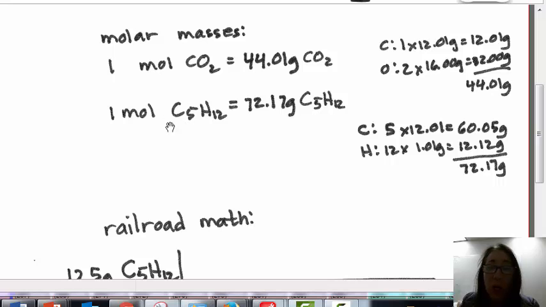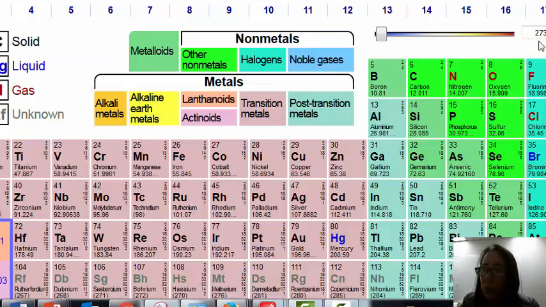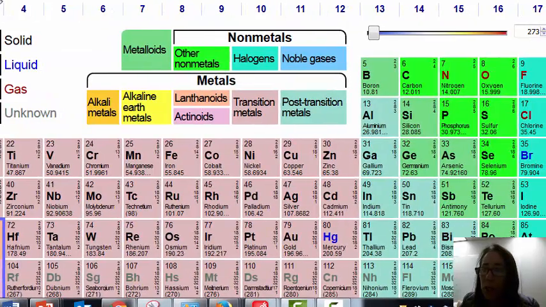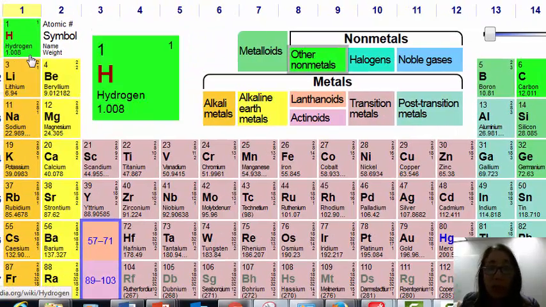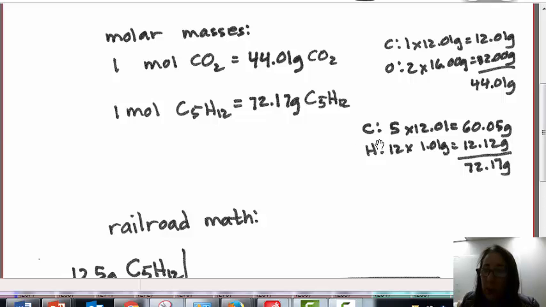So I look at the formula, I see there are 5 carbons and 12 hydrogens. And on this periodic table, right here, you see that carbon has a molar mass of 12.01, and then hydrogen has a molar mass of 1.008, which I will round to 1.01, as I like to round to the nearest hundredth for simplicity. So when I multiply 12.01 by 5, I get 60.05 grams, and 12 multiplied by 1.01, I get 12.12, and when I sum those, I get a molar mass of pentane of 72.17 grams.